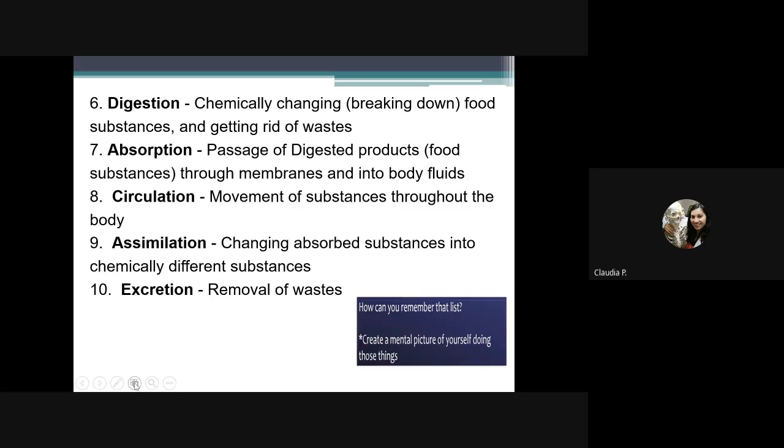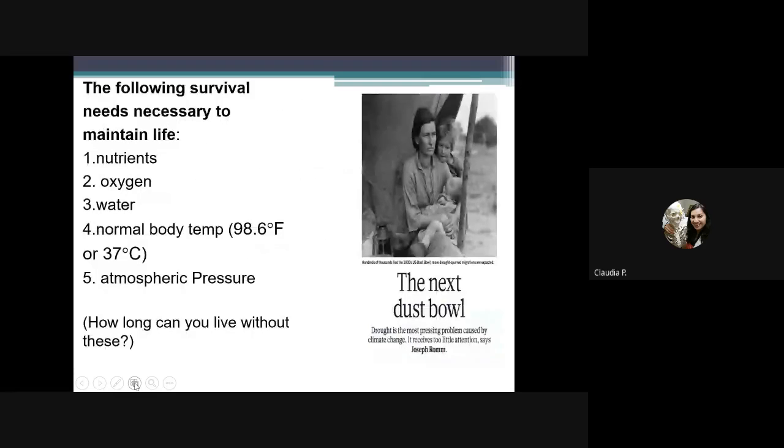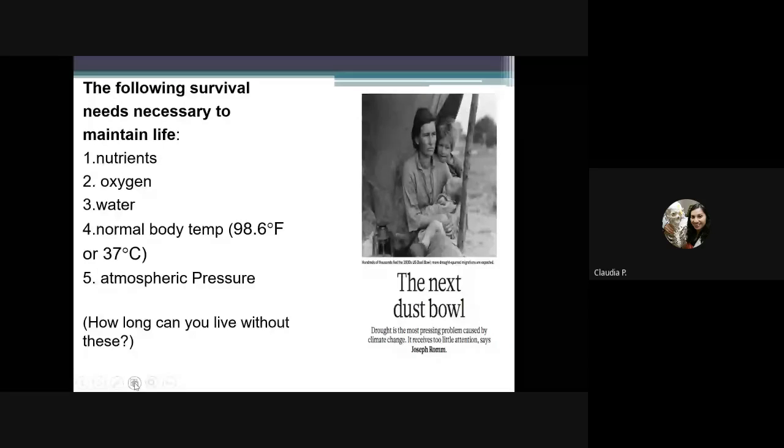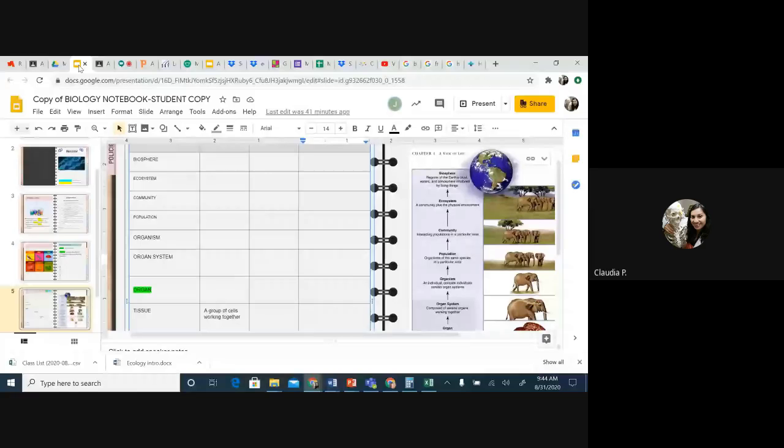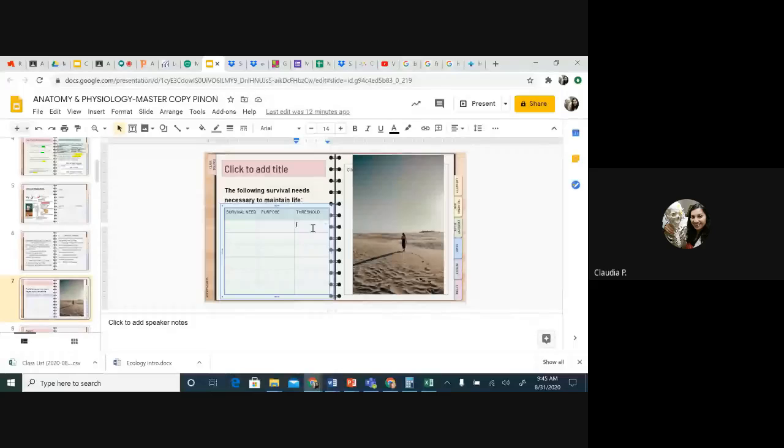Okay. So you should have had an opportunity to get that slide. Here's where we're going to go next. You're still in your interactive notebook, right? So we are here now. All right. You see a table. You see survival need, what is the purpose of that need, and then the threshold. Threshold is going to refer to how long you can survive without it. Basically, we're going to see, without oxygen, what's the threshold? No more than what?